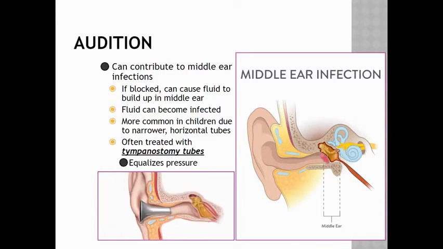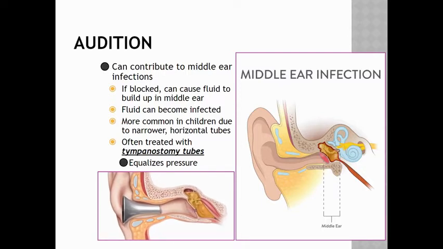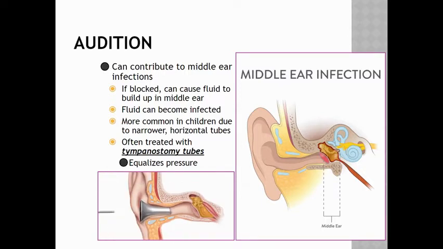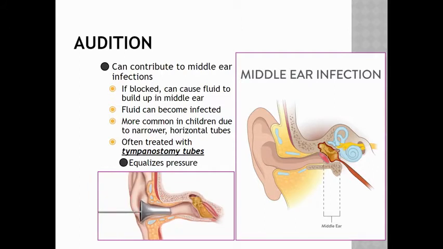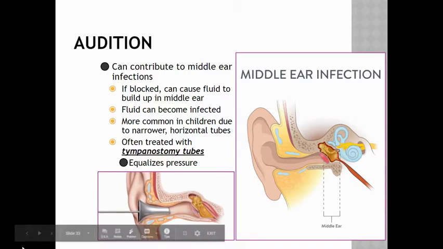If ear infections are very common, often that's treated with tympanostomy tubes, which equalize the pressure. So that would be an individual who has tubes put in their ears. A little tube is put within the eardrum, and that helps to equalize the pressure between the middle ear and the external environment and reduces those ear infections.